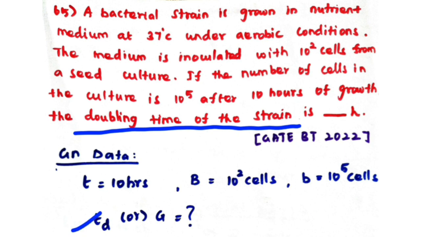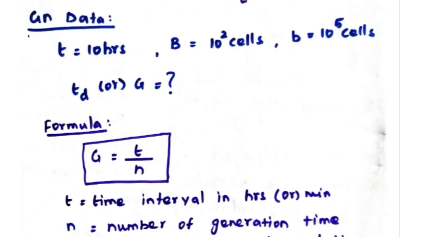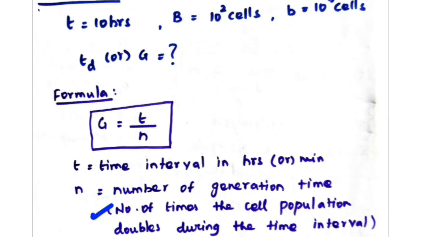So doubling time TD, or you may write it as generation time G. The formula to calculate generation time or doubling time TD is equal to T divided by N. Here T is the time interval in hours, so it is given as 10 hours, and N is the number of generations, defined as the number of times the cell population doubles during the time interval. So during this time interval, how many times the cell population doubles is known as the number of generations. In the given data they have not given N, so we have to find out N.